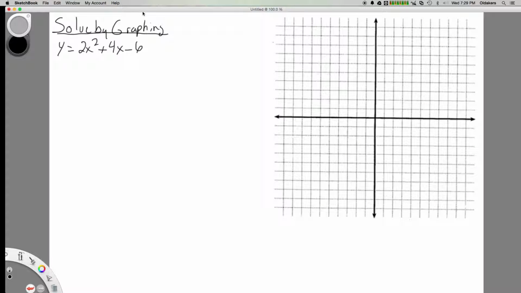Alright, so we're going to solve this quadratic by graphing. As you can see, we already have it written in standard form. If it's not written in standard form, that's kind of your first order of business. Going from here, we have 2x squared plus 4x minus 6.